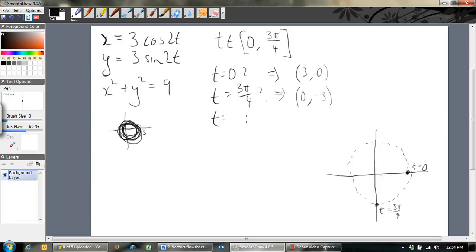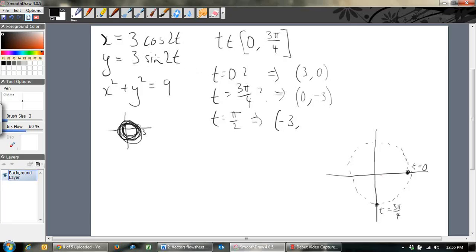So when time is equal to, well, what's in between this? What's nice and easy between there? Let's just try pi over 2. Between these two values, when time is equal to pi over 2, where is the particle at? Well, cos of pi is equal to -1, and so the particle is at -3.